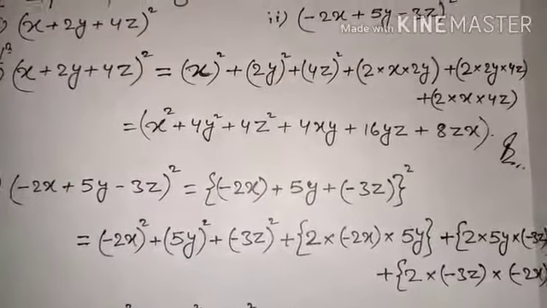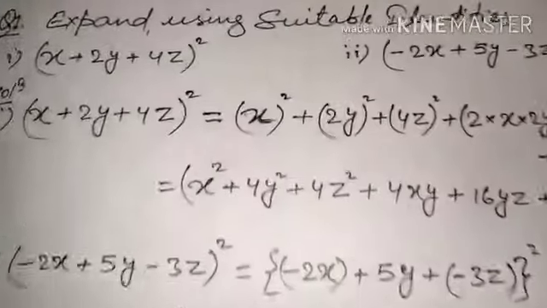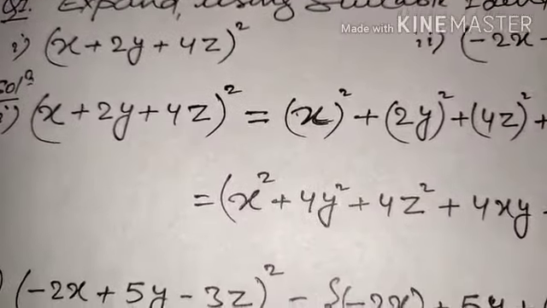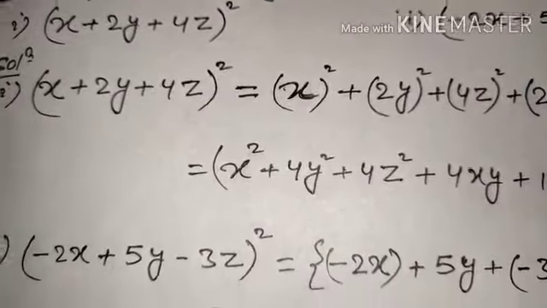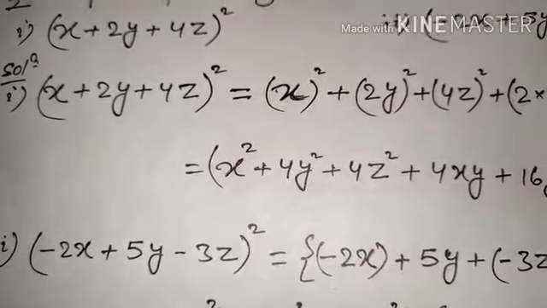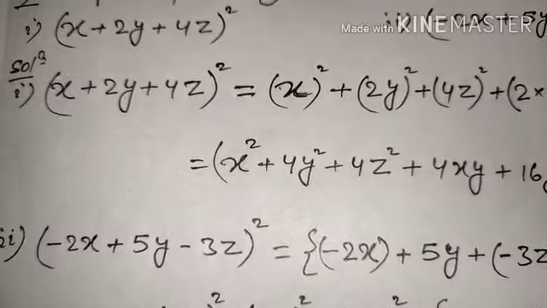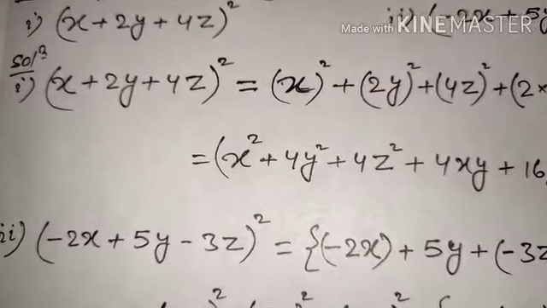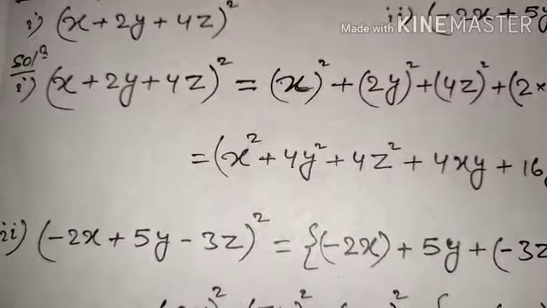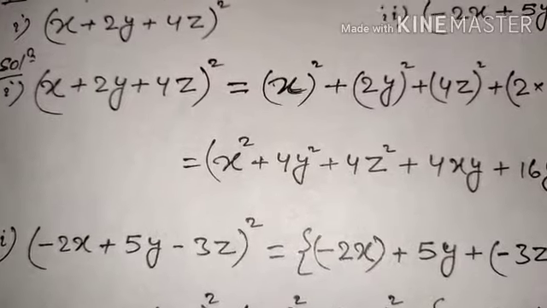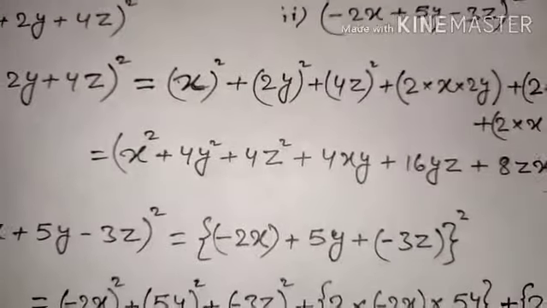So let us see this question first of all. The question is x plus 2y plus 4z whole square. Now we have to expand this first. Like we are already sure about this, it is of the form a plus b plus c whole square. The value of a is x, the value of b is 2y, and the value of c is 4z. Okay, now just expanding it.